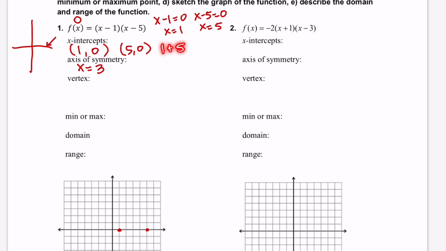1 plus 5 equals 6. And then we would divide it by 2. We would take the average of our x's. You add them up and divide by how many you have. And if you take 6 divided by 2, that also gives you 3.